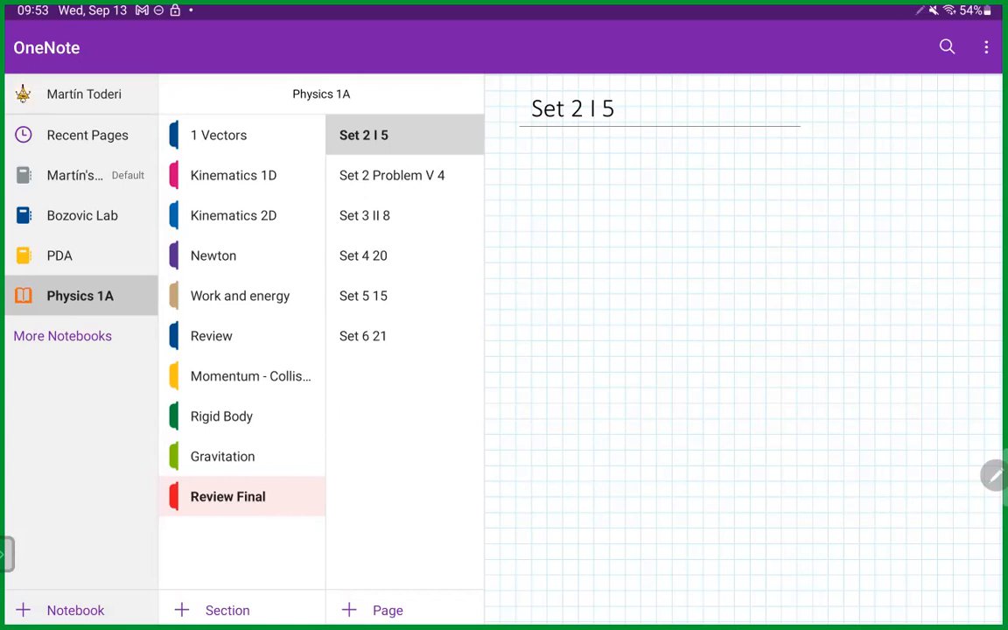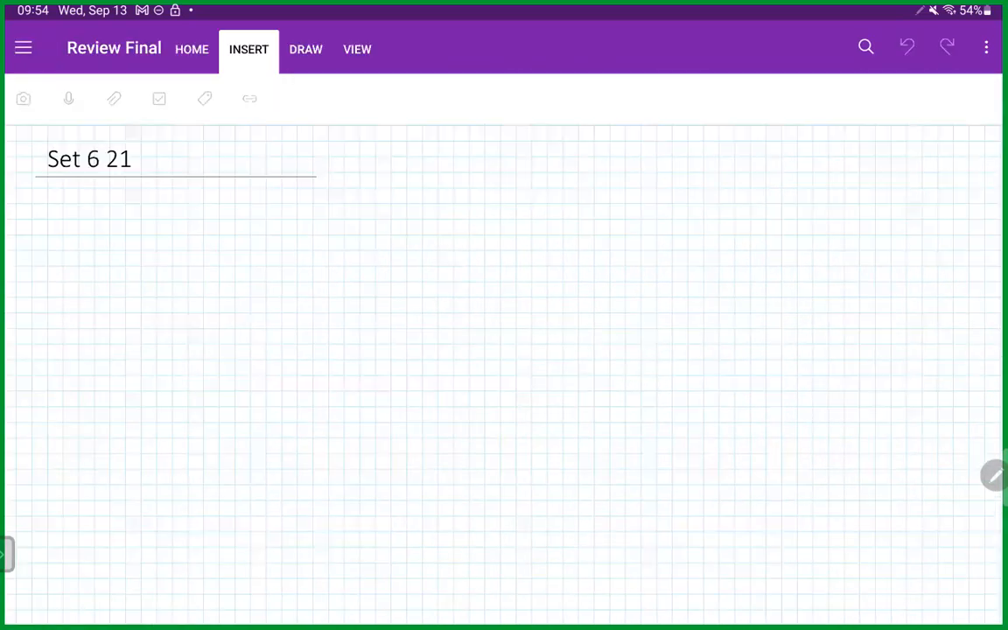Let's take a look at Flex 21, which has some, yeah, from rigid body, which has an asteroid on it, but it's not a gravitation problem. All right, let's take a look at this one. The 6.21. This is the rigid body problem sheet.